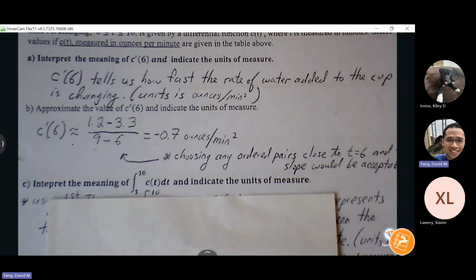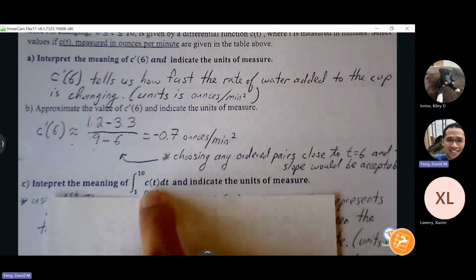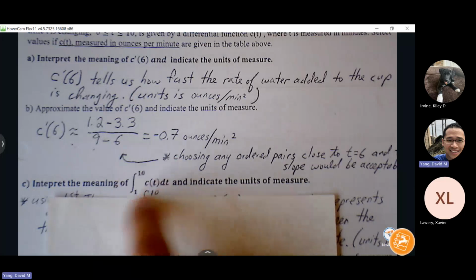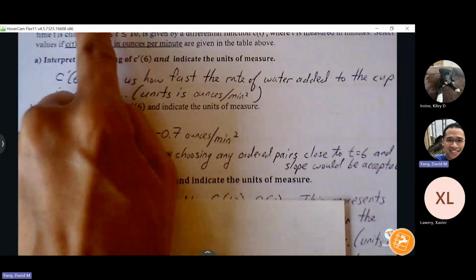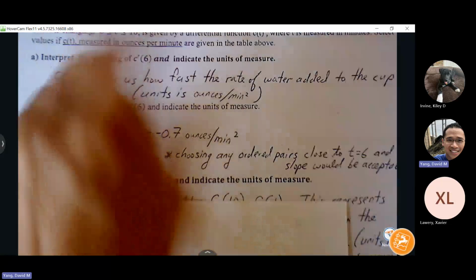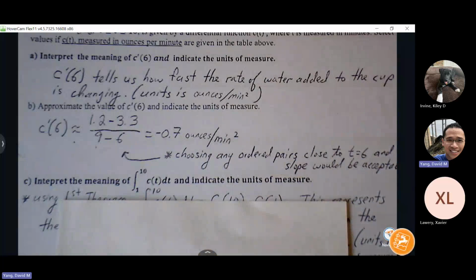So part C, interpret the meaning of the definite integral from 1 to 10 of C of t dt. Okay, so this is where I think students struggle a bit. Now, C of t is in terms of what unit? Ounce per minute. When you go through this integral process, even if it is just an approximation, whatever we get, we have to talk in terms of what? Ounces, because this is ounces per minute times minutes, which comes out to ounces, right? So everything that we do here, we have to talk in terms of ounces.